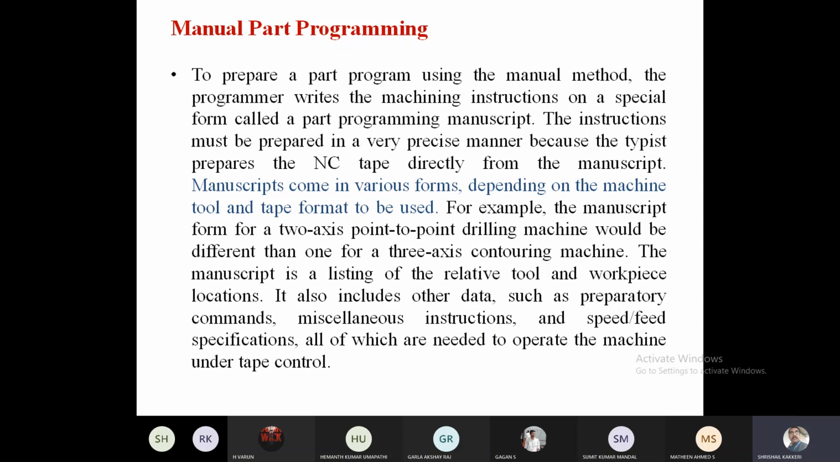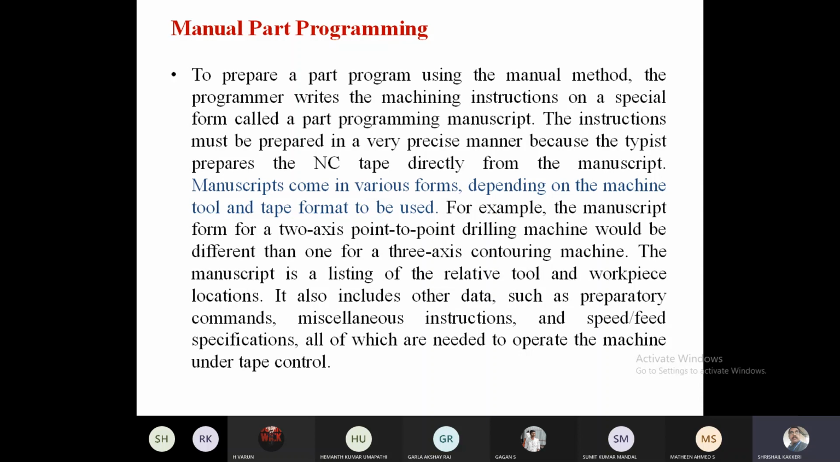You have seen the 2-axis drilling machine, 2-axis milling machine, 3-axis milling machine, 3-axis drilling machine, and even the 6-axis milling machine. All these are available, and the method of writing the manuscript for all these machines will be slightly different. The programmer has to undergo training for all these. While writing the manuscript, he will mention the tool movement in order to do the machining.